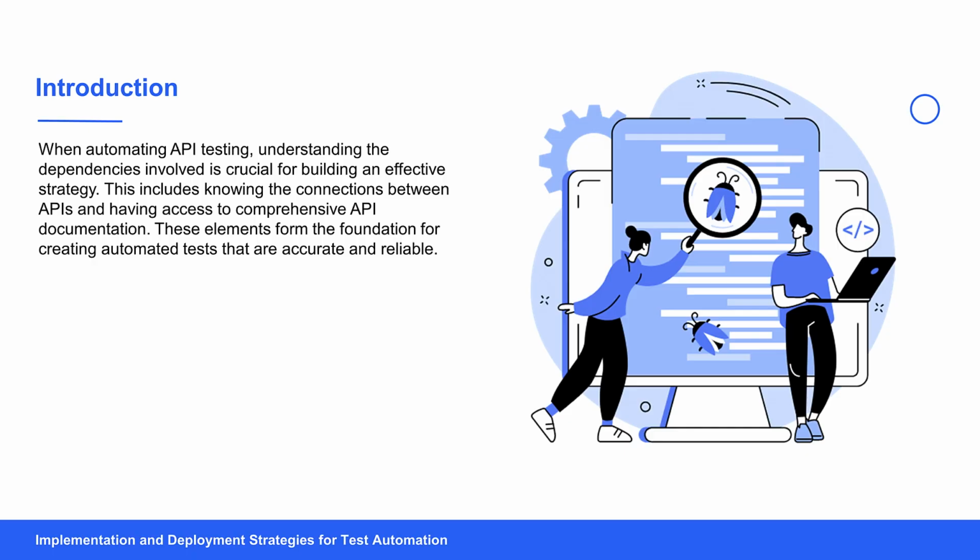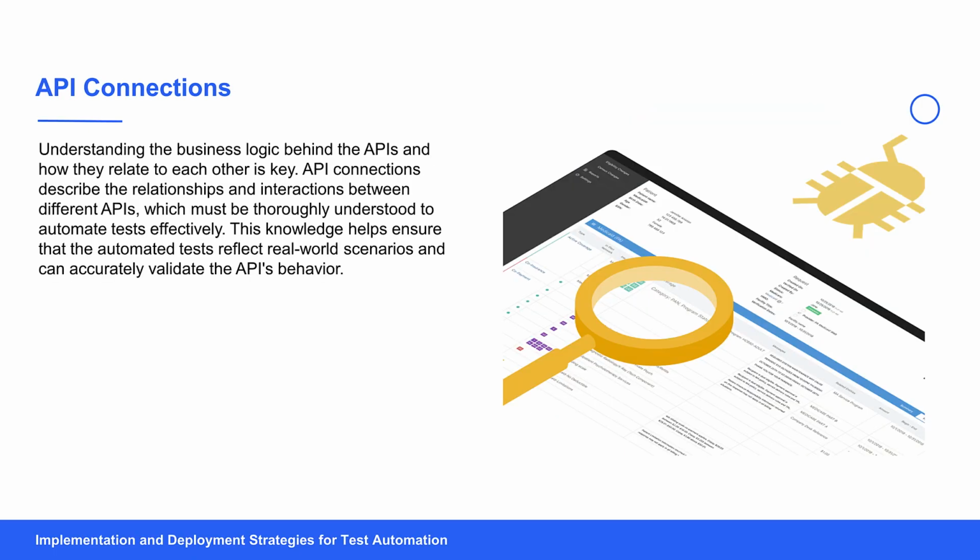Without a solid understanding of these dependencies, it's easy to miss critical interactions, which could lead to overlooked issues or test failures. By taking the time to fully understand these dependencies, we set ourselves up for success in API test automation. Understanding API connections is one of the most critical aspects of automating API tests.